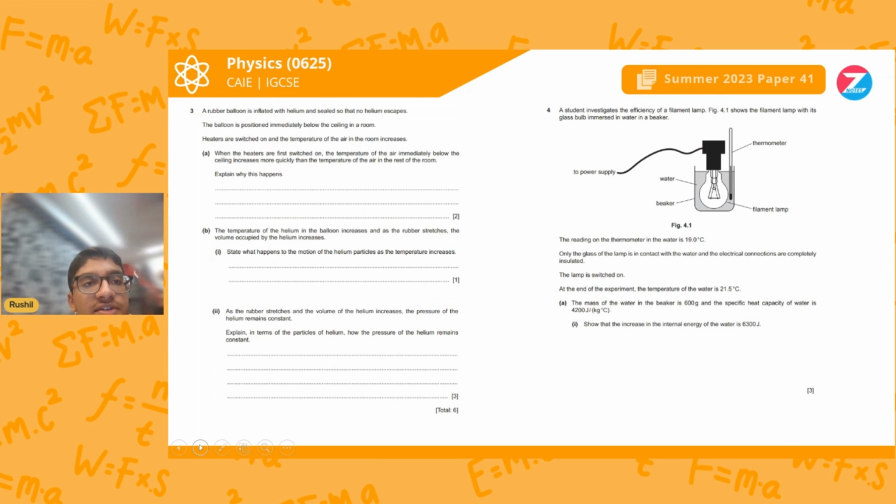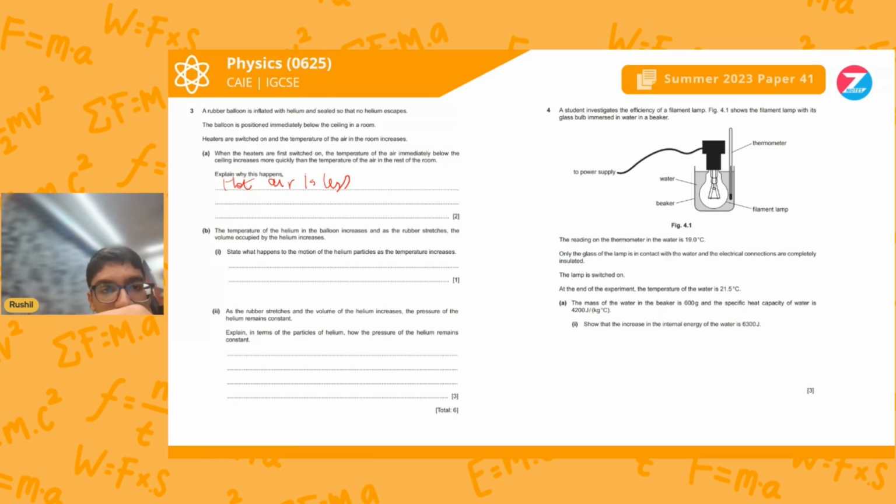A rubber balloon is inflated with helium and sealed so that no helium escapes. It's positioned immediately below the ceiling in the room. Heaters are switched on and the temperature of the room rises. When the heaters are first switched on, the temperature of the air immediately below the ceiling increases faster than the temperature of the air in the rest of the room. Explain why this happens.